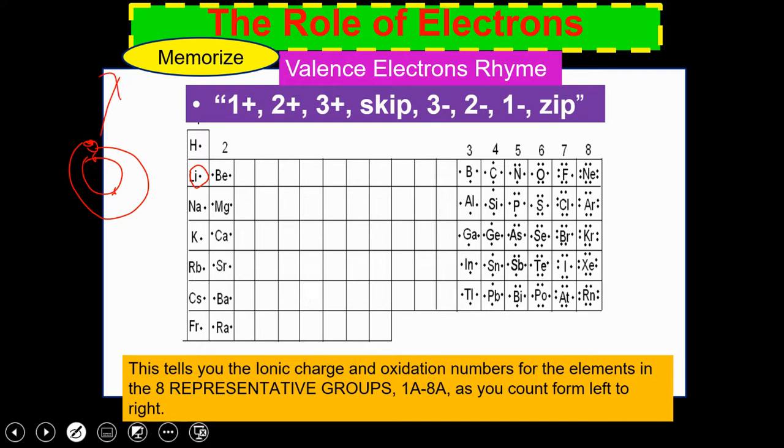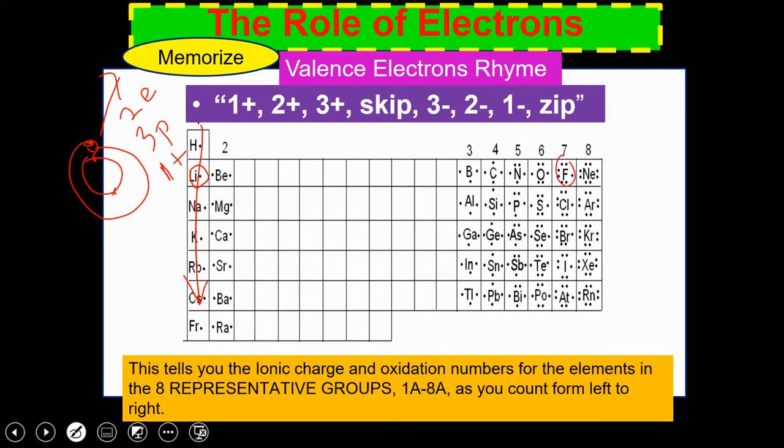And when it loses that one lonely electron, lithium has 3 protons. Now it's going to have 2 electrons. It's going to have a 1 plus charge because I have more protons than electrons. All of the elements in this group will form that kind of ion. Same thing, let's choose another one.